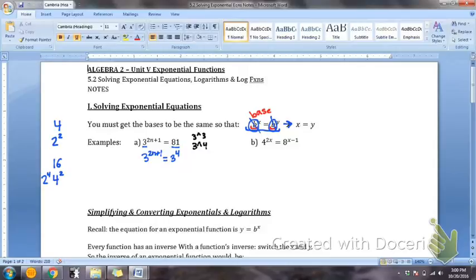Now, are your bases the same? So what are we allowed to do? Drop that base! Okay, so our bases can drop. And then that means that our exponents become the base. So I have 2n plus 1 equals 4. Is this a problem that you can solve? Yes. Let's do it.